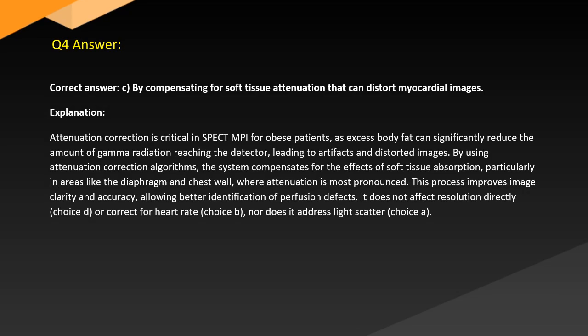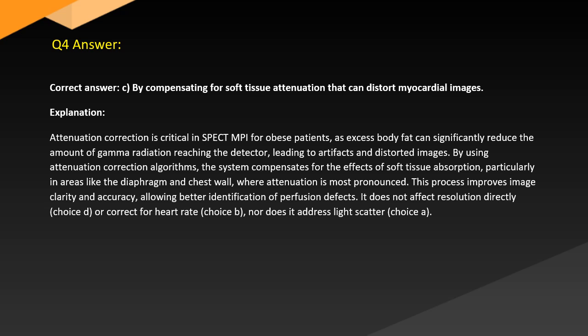Answer. Correct answer. C. By compensating for soft tissue attenuation that can distort myocardial images. Explanation. Attenuation correction is critical in SPECT MPI for obese patients, as excess body fat can significantly reduce the amount of gamma radiation reaching the detector, leading to artifacts and distorted images.